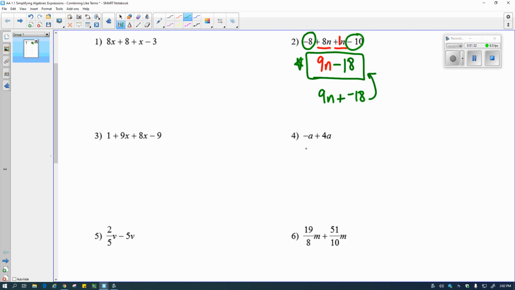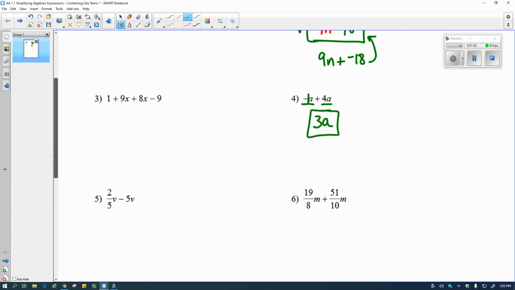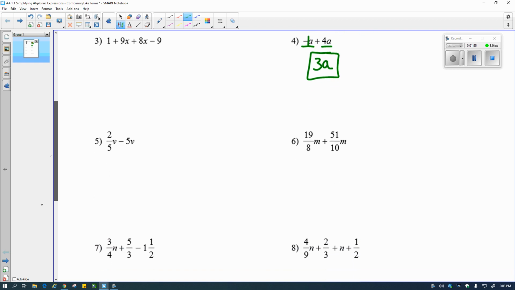But I can treat this, in number 4, as negative 1 plus 4. Those both have an a in it, so it's negative 1 plus 4. Negative 1 plus 4 is 3a. That's my final answer. You can use your calculator on this, and in fact, when we do the next ones, when we have fractions or decimals involved, you may prefer to use your calculator. But the concept is the same.